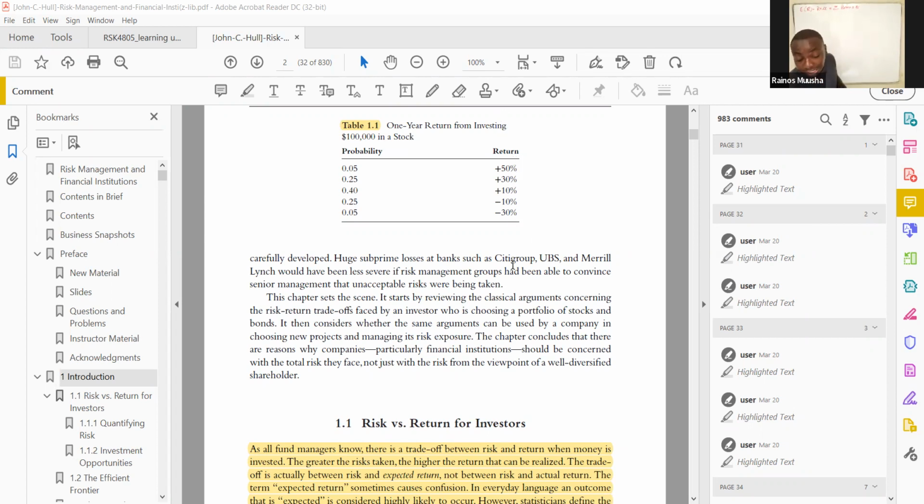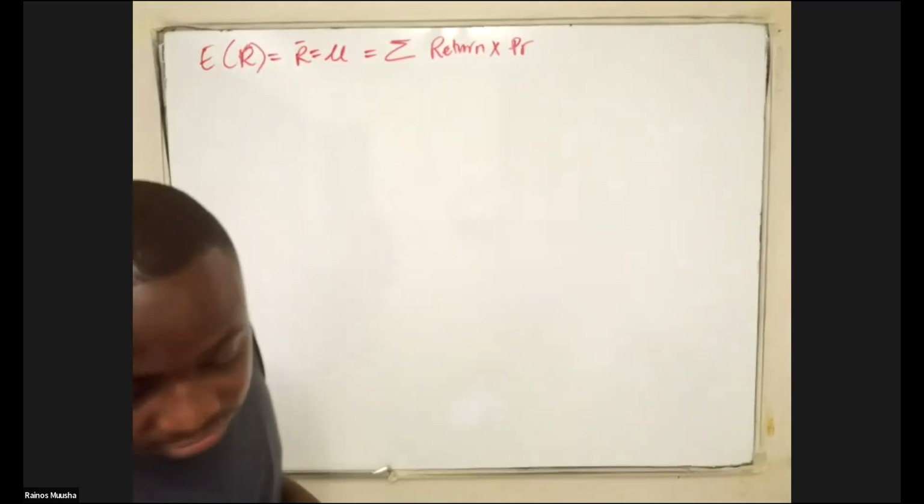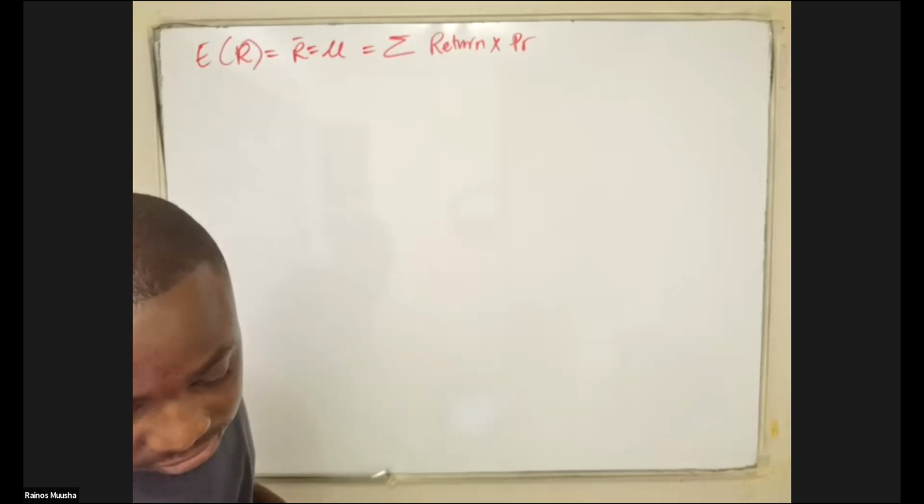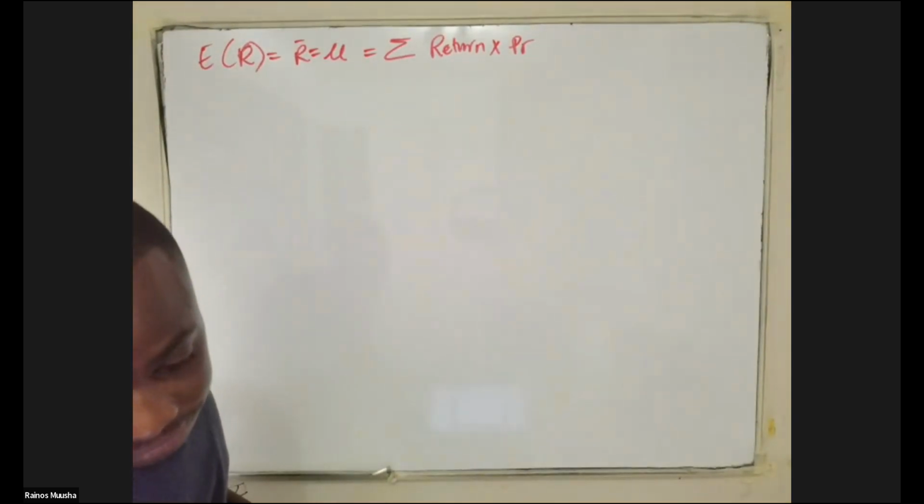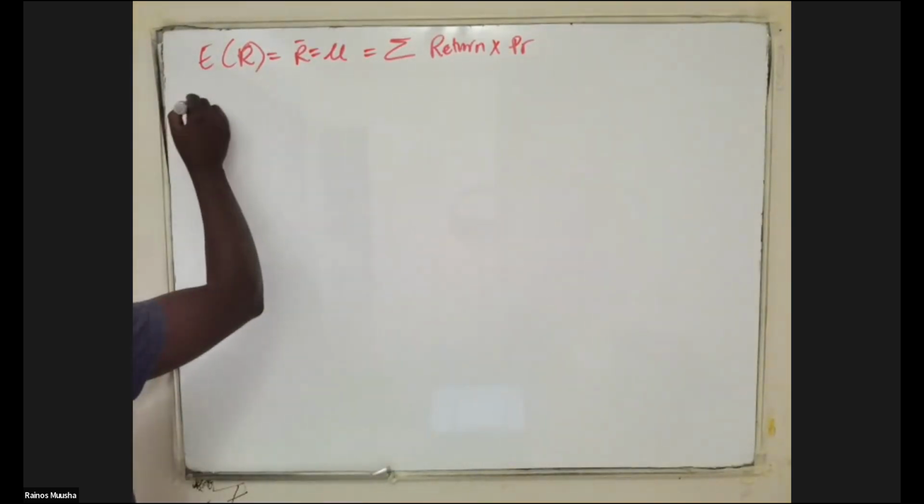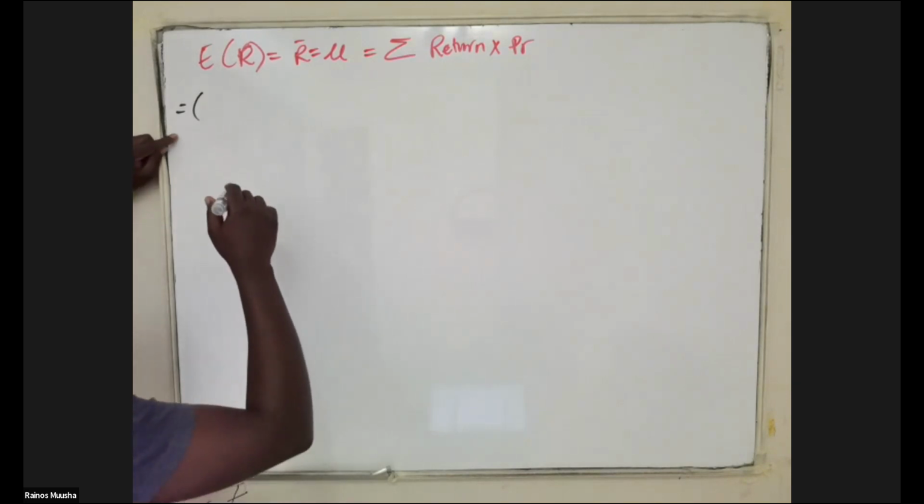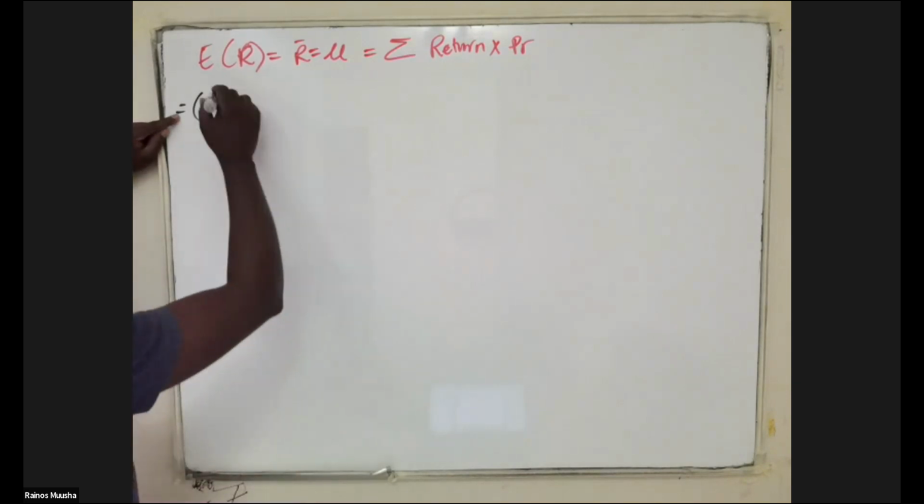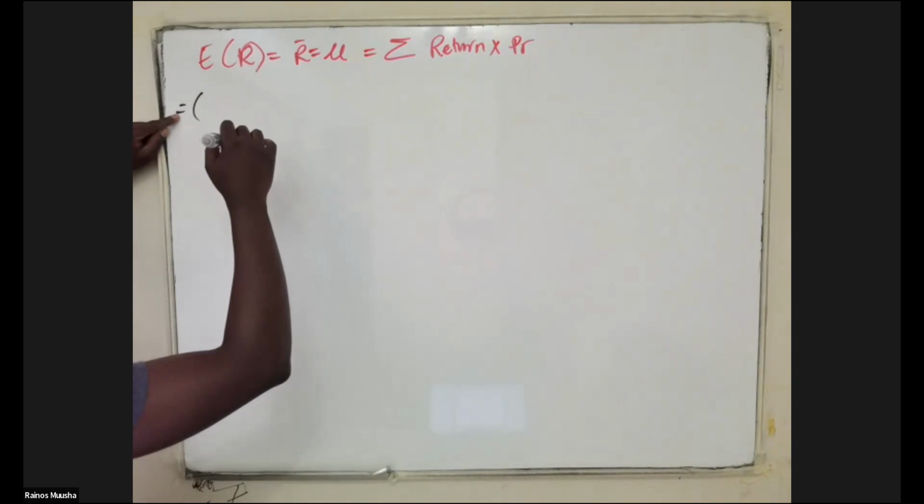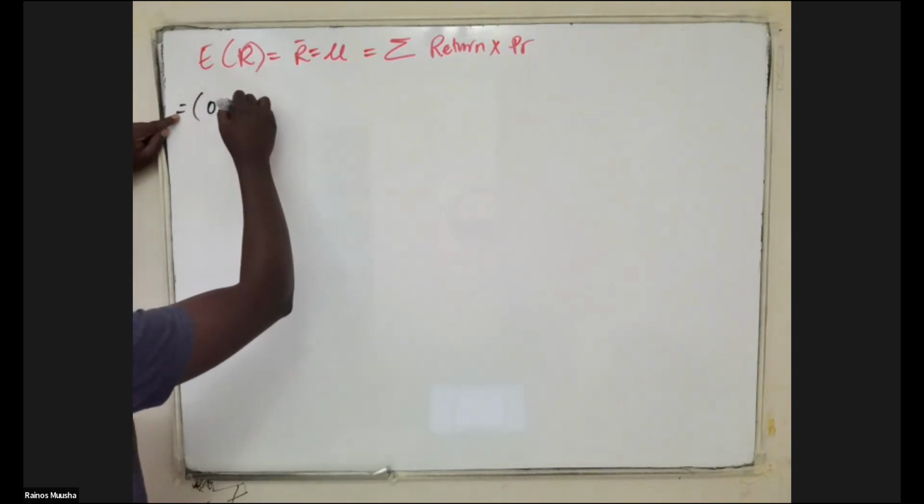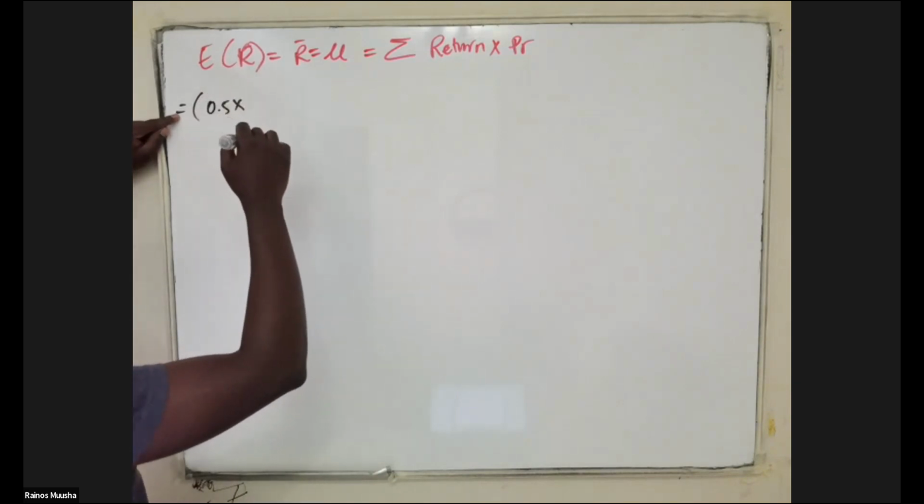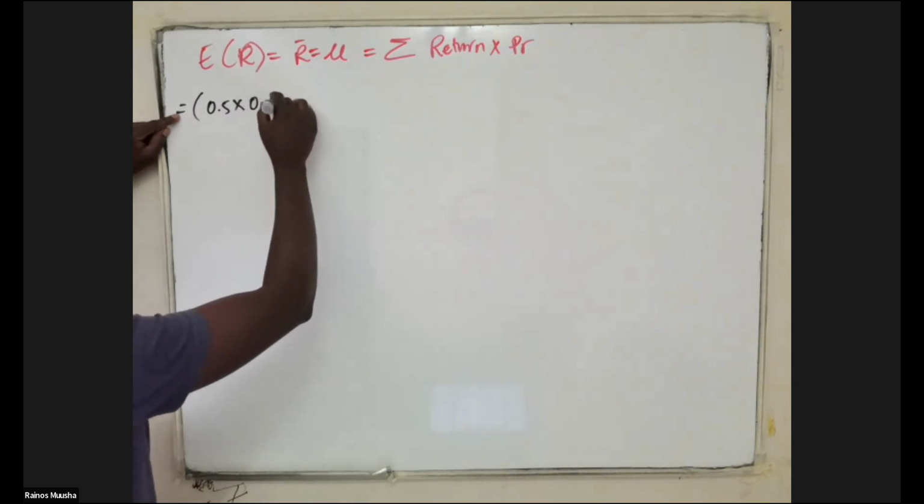Of those returns, and that gives you the expected return. So in this case, our expected return would be given as, for the first scenario, the return as a decimal is 50%. The return is 50% positive, so it's going to be 0.5 multiplied by the probability, which is 0.05.